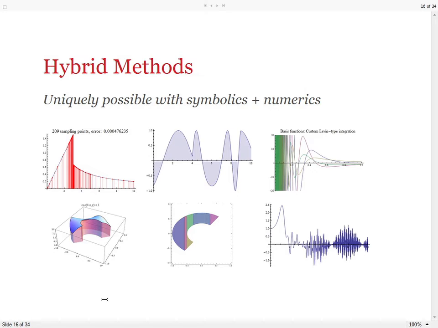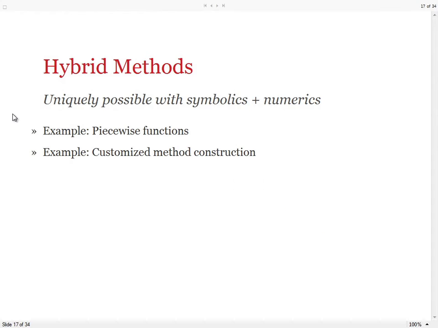Having talked about automatic method selection based on symbolic structure, I now want to give a couple of examples of actual numerical methods that use symbolic computation. The examples I'll show are two methods or submethods from Mathematica's NIntegrate function. The first example is about the handling of piecewise or discontinuous functions in numerical integration, and the second example is about the construction of customized integration rules for highly oscillatory integrals.